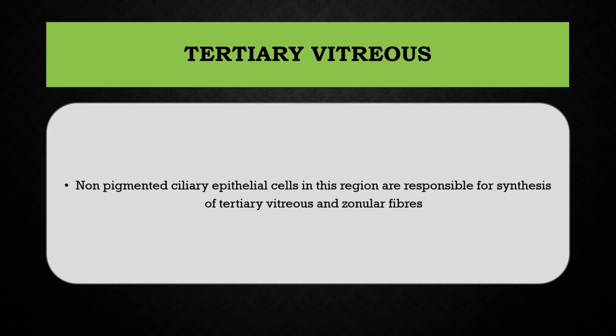Okay. Now, we discussed the origin of the primary vitreous, which is a mixed origin. We discussed the laying down of the secondary vitreous, which is coming from the hyalocytes, right? And now we should also know what is forming the tertiary vitreous. It is believed that the non-pigmented ciliary epithelial cells in the region of the pars plana are actually responsible for the formation of the tertiary vitreous, and they also give rise to the zonular fibers, right?